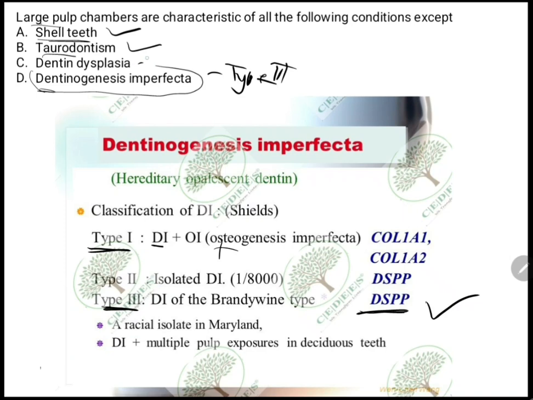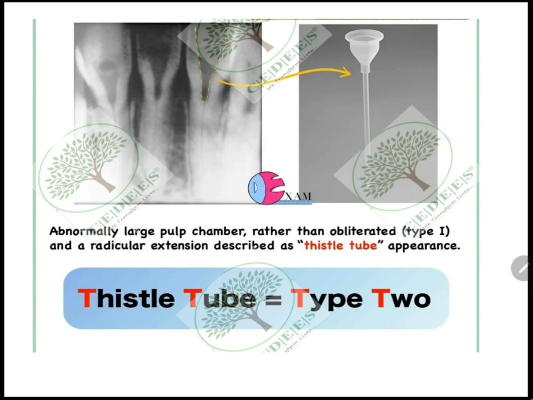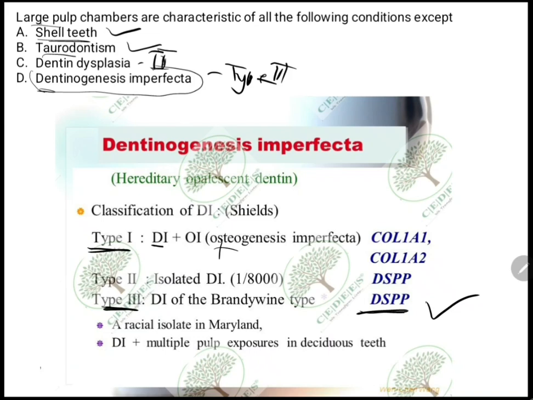So you have dentine dysplasia 1, 2, and so on. In dentine dysplasia, type 1 will have obliterated pulp chambers, but there's a specific type, which is type 2, where you can see that the pulp chamber is extremely and abnormally large. Instead of being obliterated as seen in type 1, it's extremely large, larger at the cervix, and it narrows towards the apex. Due to this appearance, it is also called a flame shaped or thistle tube appearance of pulp. So definitely in dentine dysplasia type 2, we have abnormally large pulp chambers.